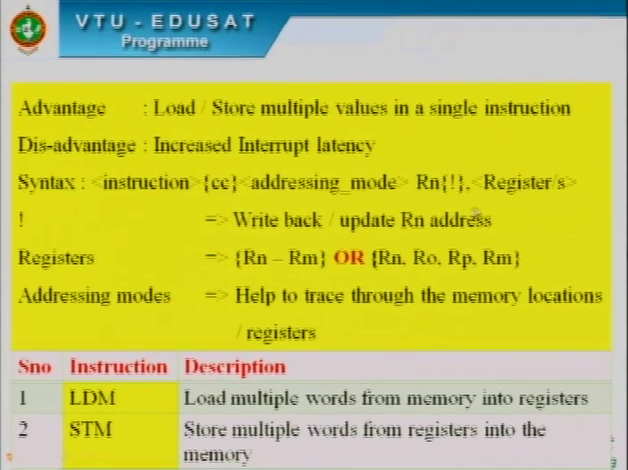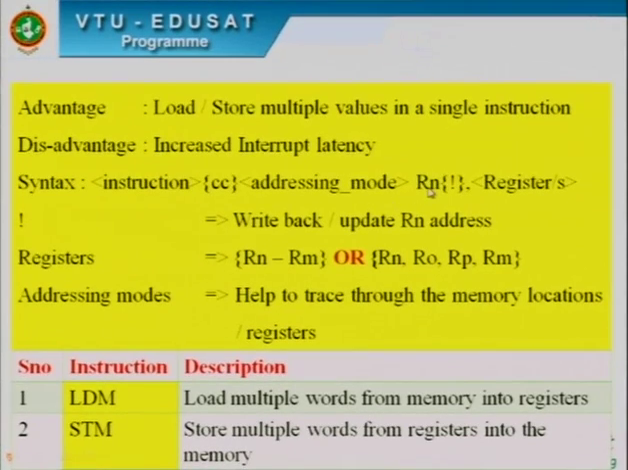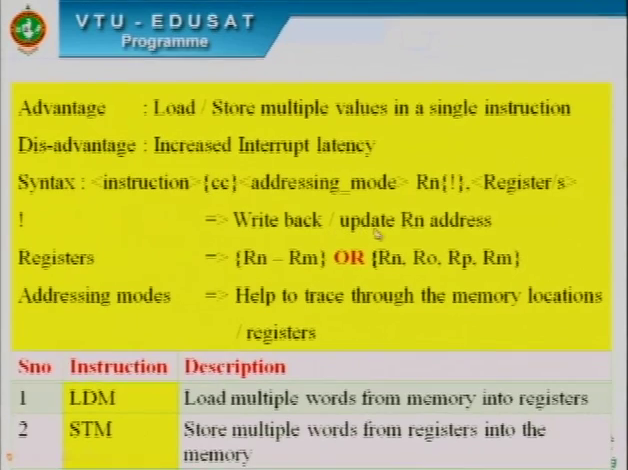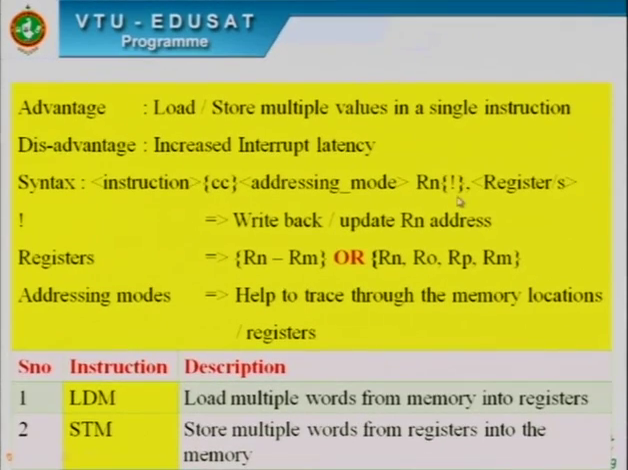The exclamatory mark is also known. The register Rn here is called a base address again. The exclamatory mark indicates write back, or update the Rn address. If there is an exclamatory mark, then the Rn register value will keep on updating. If there is no exclamatory mark, there is no write back or updating of the register Rn value.